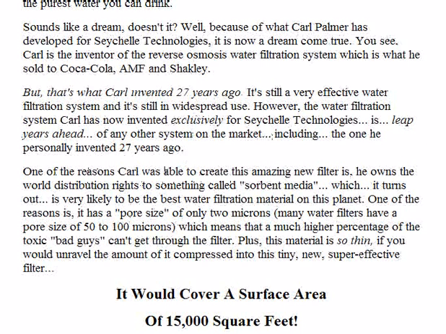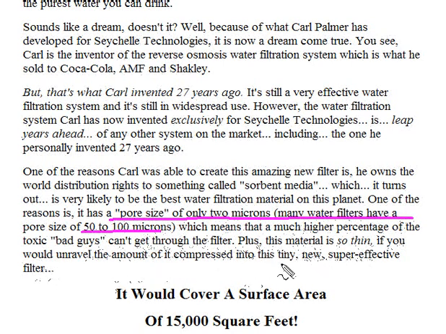One of the reasons Carl was able to create this amazing new filter is he owns the world distribution rights to something called Sorbent Media, which it turns out is very likely the best water filtration material on the planet. He's going to explain why this is better. The pore size is 2 microns compared to 50 or 100 microns, a smaller sieve, which means a much higher percentage of the toxic bad guys can't get through the filter. Plus, this material is so thin that if you were to unravel the amount of it compressed into this tiny new super efficient filter, it would cover a surface area of 15,000 square feet.